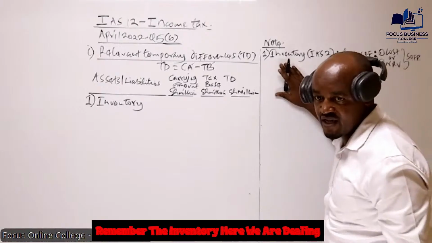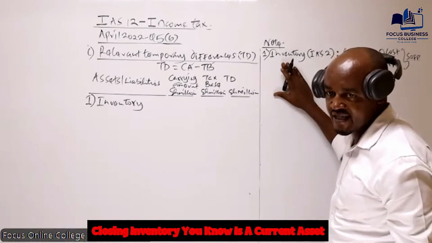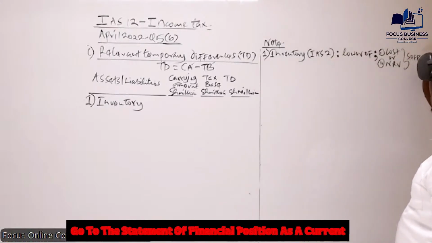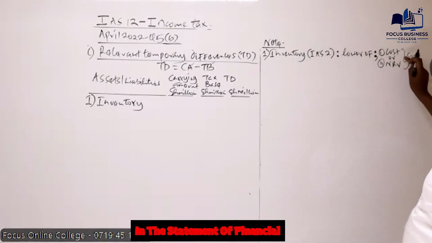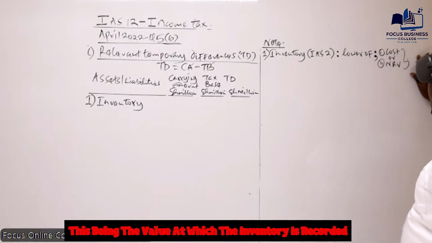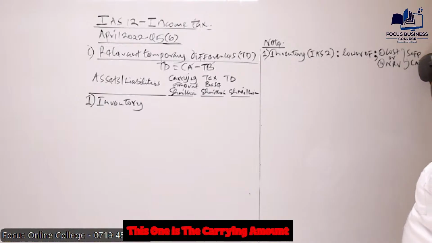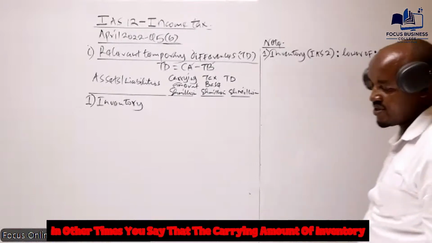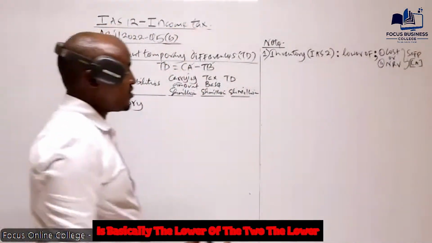Remember, the inventory here we are referring to is the closing inventory. Closing inventory is a current asset. Being a current asset, it goes to the statement of financial position as a current asset. So we record the inventory in the statement of financial position at the lower of the two. And this being the value at which the inventory is recorded in the statement of financial position, this is the carrying amount. In other terms, we say that the carrying amount of inventory is basically the lower of the two.